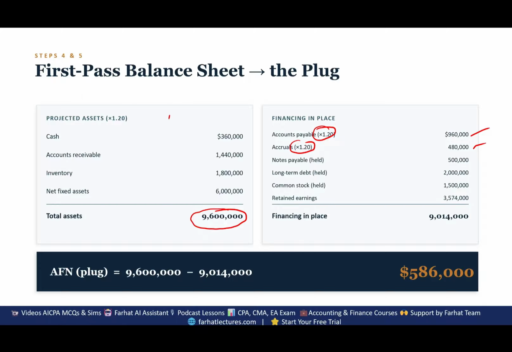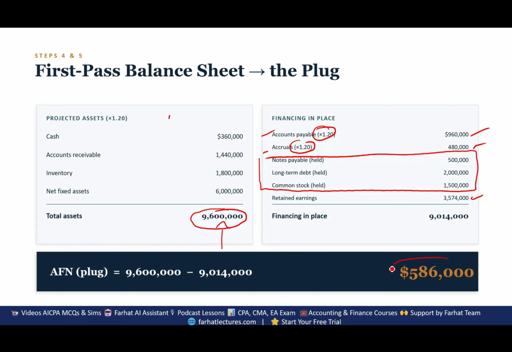We did the same thing for the liabilities that change with sales. We kept the financing, the debt, and the equity constant, and we just computed retained earnings, the new one. Now, when we look at assets, we have 9.6 million. When we look at the financing in place, we have 9 million and 19, which is equity and liabilities.